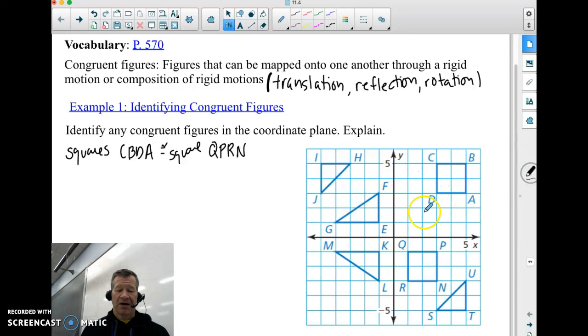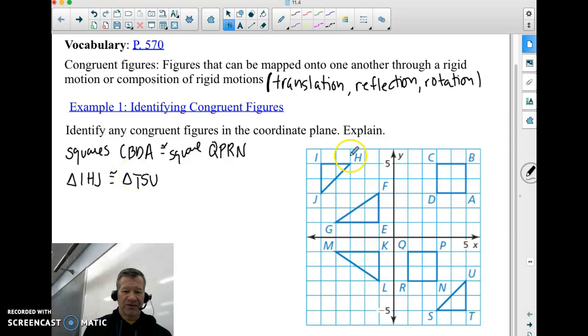Okay. The next one, how about this triangle here, IHJ? It's 2 on this side and 2 on this side. Okay, no, this one is 2 and 3, so is this one. Here's the other one that's 2 and 2. Looks like IHJ is congruent to TSU. So triangle IHJ appears to be congruent to triangle TSU.